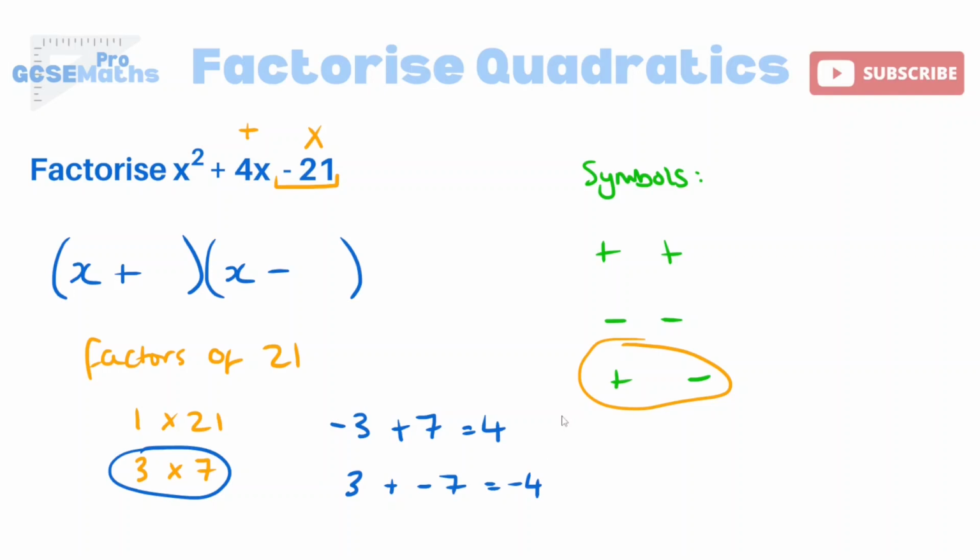Either way, the difference is 4, so we know it's 3 and 7, but we have to make sure we get them the right way round. So in this case, we need the 3 to be the negative and the 7 to be the positive. Effectively, the bigger number is the positive, isn't it? Because our difference is positive overall. So our answer, we've got x plus 7 times x minus 3.